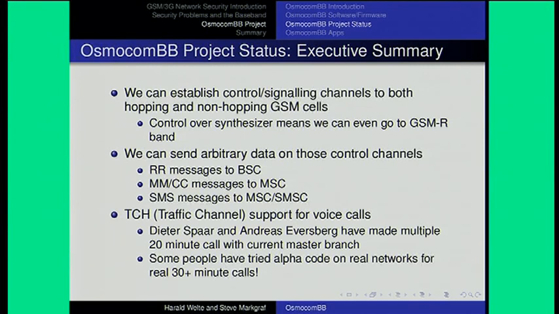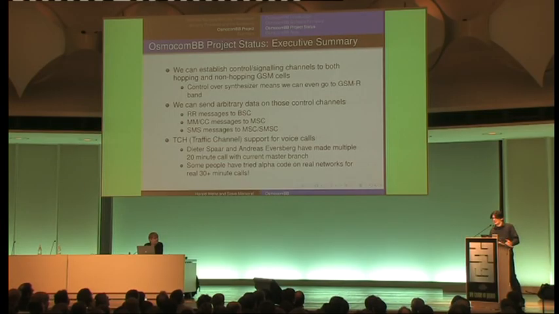So, you can establish control channels and signaling channels to both hopping and non-hopping, encrypted and non-encrypted cells, and you can send them random messages and do whatever you want. We have control over the synthesizer, and this is a regular GSM telephone meant for commercial GSM networks, but because we have control over the synthesizer, we can adjust the frequency and go into the railway GSM network. There's no restriction in the hardware that prevents you from doing so. So you just tune it, it's actually 2 or 4 megahertz lower than the regular GSM band, and there you go, and you receive DB Systel, Deutsche Bahn here in Berlin.